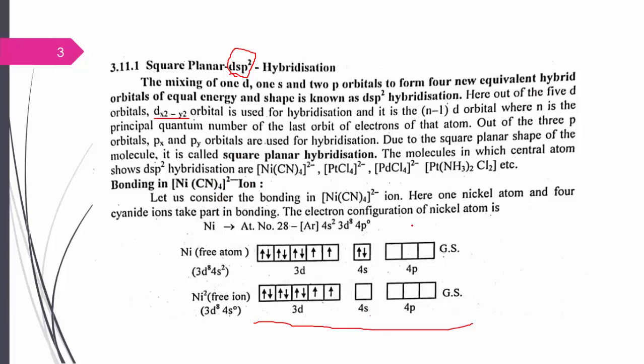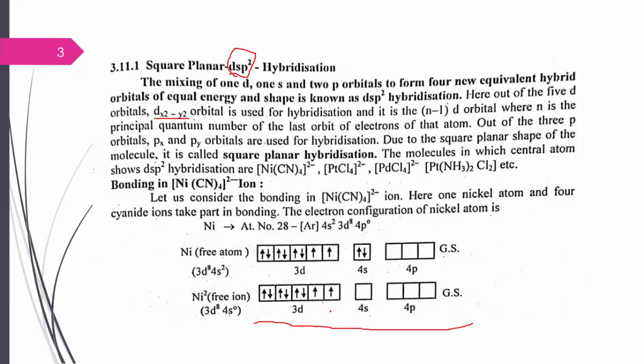So you require a vacant d orbital for the formation of [Ni(CN)4]2-, which is a complex ion. Here the 4s orbital is vacant and the 4p orbitals are also vacant, but we require the d orbital to be vacant. But what will happen here? The 3d orbital has unpaired electrons.